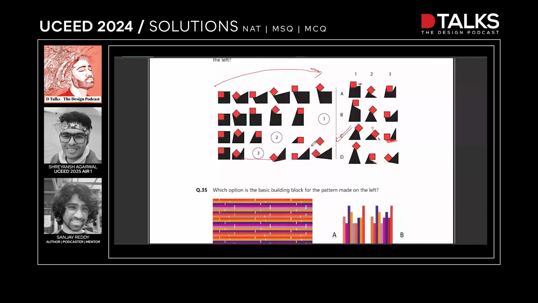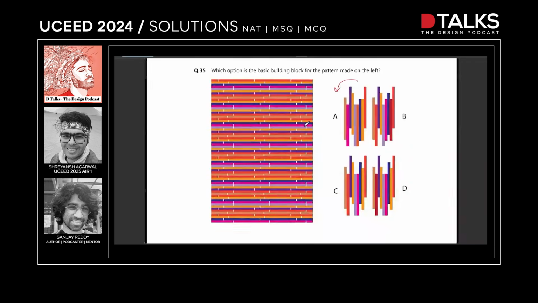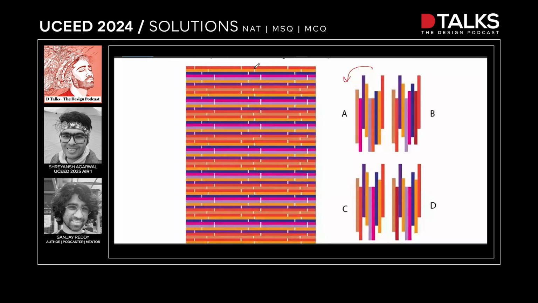Which option is the basic building block for the pattern made on the left? So this is rotated 90 degrees and then placed. You just start from here. So it's red, yellow, blue, black, right? Red is on the top, but you see blue is bigger than yellow. Blue, I think black. Yes, black more. So blue is bigger than yellow. That means A is wrong.